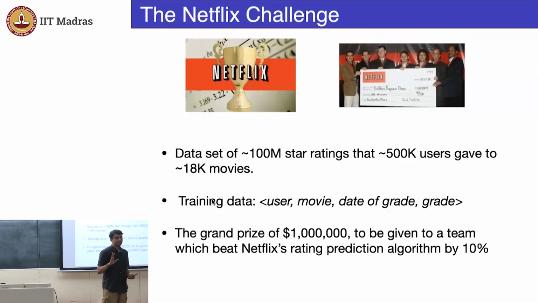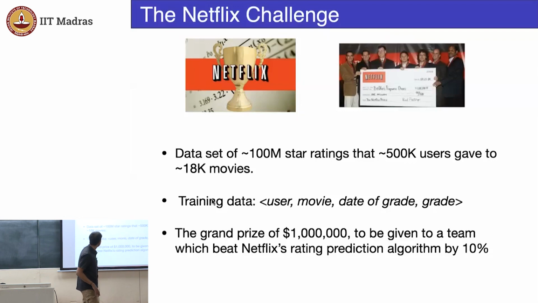They said, okay, we already have a system and we can predict star ratings to within about 1.5 stars. So if you can use this data and build another model for us which can get a star rating error of less than 1.2 stars, which is something like a 10% improvement, then we will give you $1 million. So that was the challenge that came out.